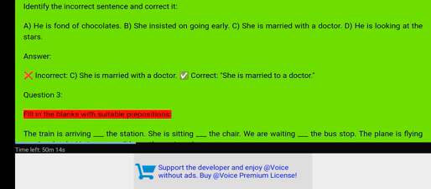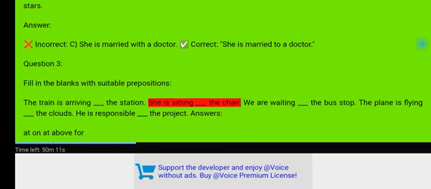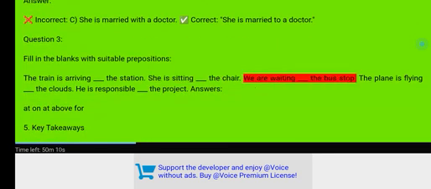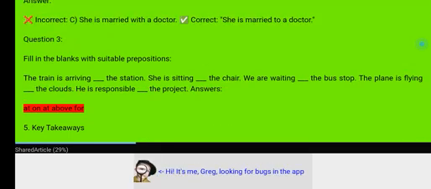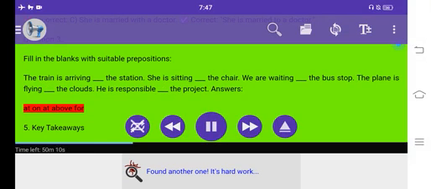Question 3. Fill in the blanks with suitable prepositions. The train is arriving ___ the station. She is sitting ___ the chair. We are waiting ___ the bus stop. The plane is flying ___ the clouds. He is responsible ___ the project. Answers. Add on, at, above.